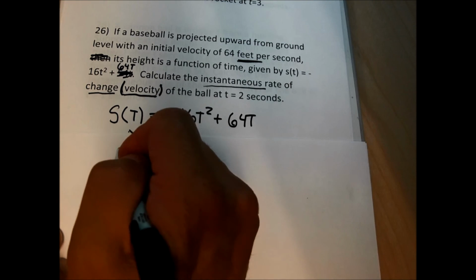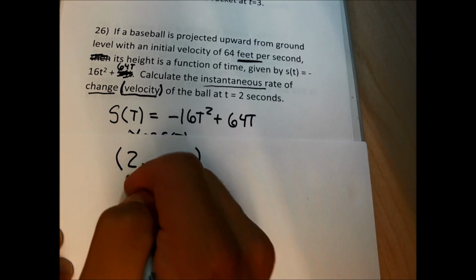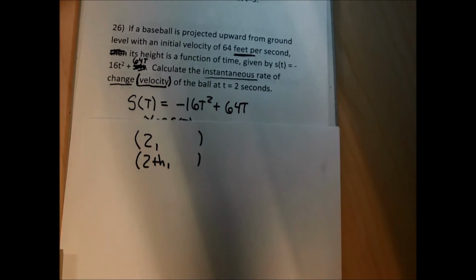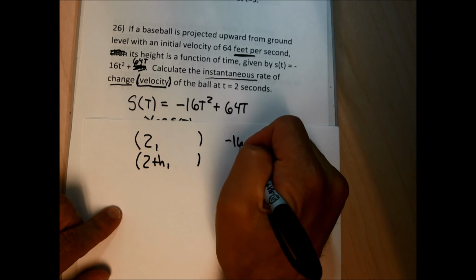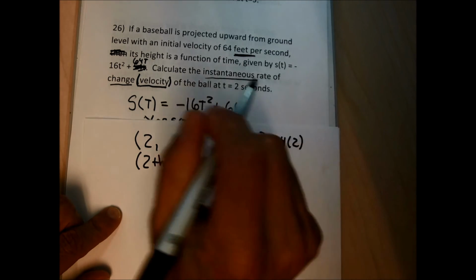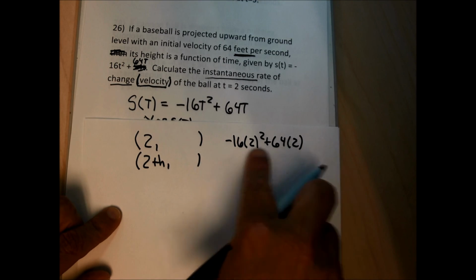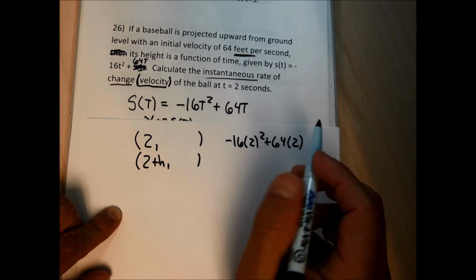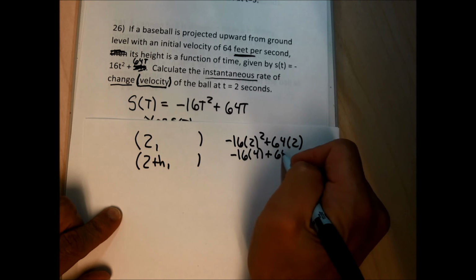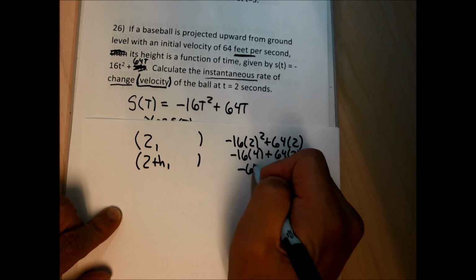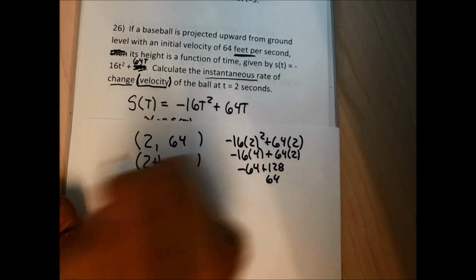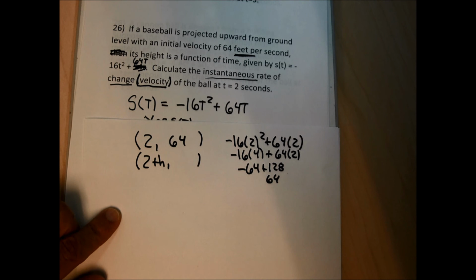2 points. The first point would be 2 comma something. The second point would be 2 plus h comma something. And the 2 something, I can just go negative 16 times 2 squared plus 64 times 2, and that I could have also stolen from a table. This is going to be the 64. Let me make sure that's right. This is negative 16 times 4 plus 64 times 2, which is negative 64 plus 128, which is 64. So the first point I'm going to use for the instantaneous velocity is the point (2, 64).